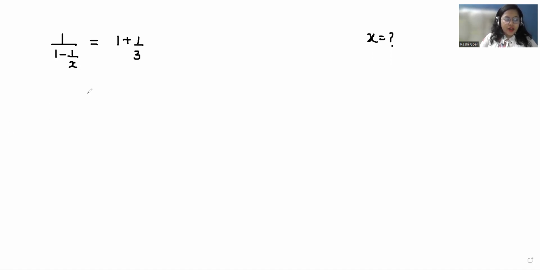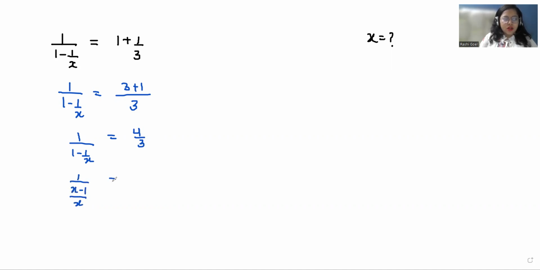So first we can write the left hand side as same, and we can take the LCM here. So it becomes 3 plus 1. So 1 by (1 minus 1 by x) is equal to 4 by 3. Now if we take the LCM, x minus 1, is equal to 4 by 3.